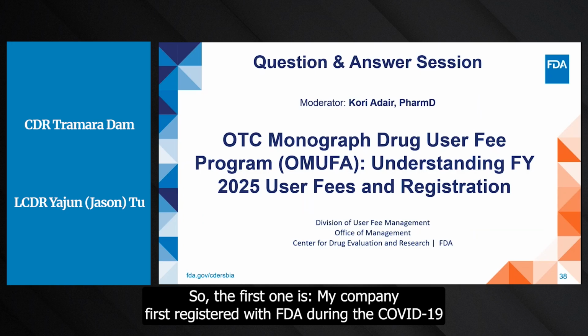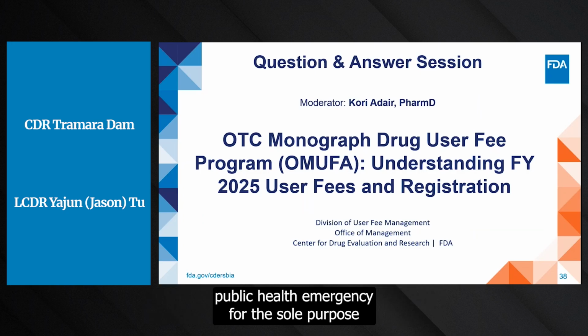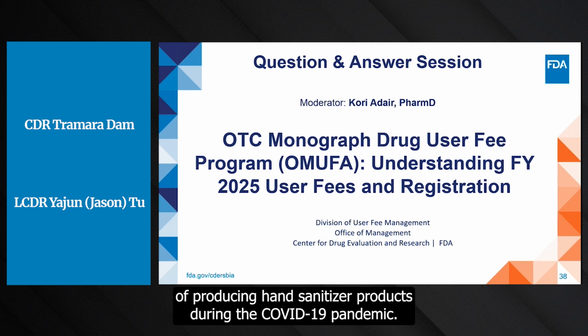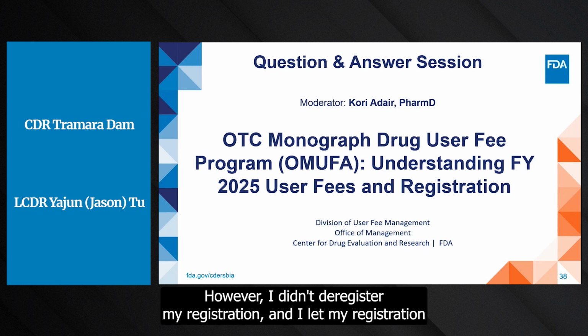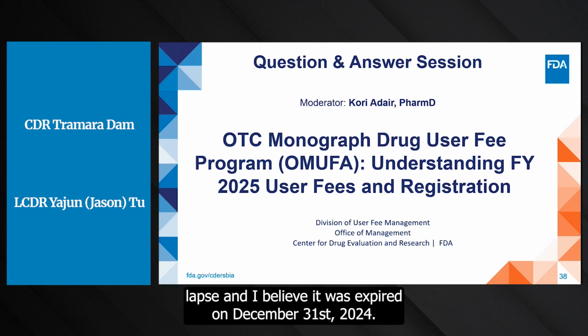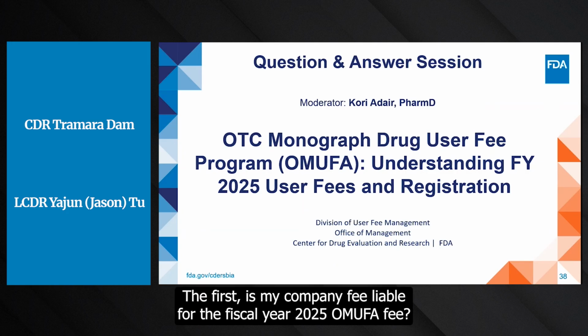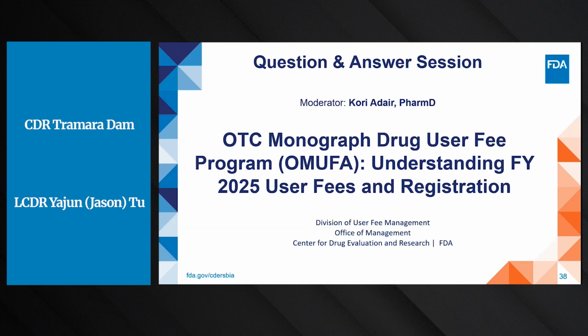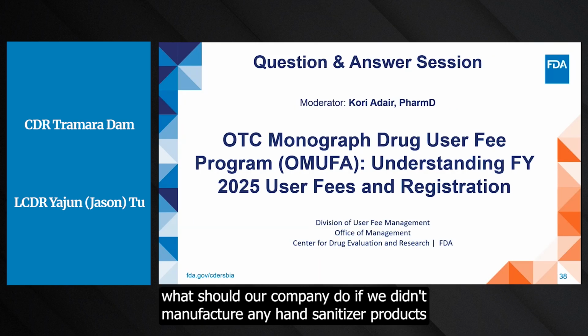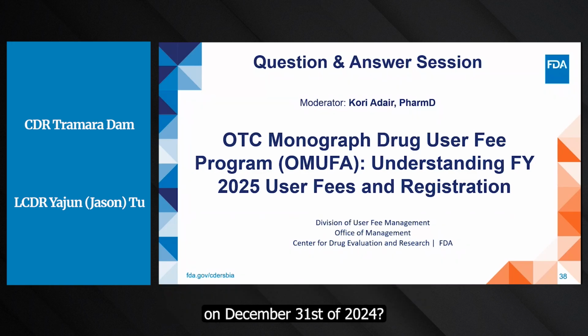The first one is, my company first registered with FDA during the COVID-19 public health emergency for the sole purpose of producing hand sanitizer products during the COVID-19 pandemic. However, I didn't deregister my registration and I let my registration lapse, and I believe it expired on December 31st, 2024. I have 2 questions. The first, is my company fee liable for the fiscal year 2025 OMUFA fee? And number 2, what should our company do if we didn't manufacture any hand sanitizer products on December 31st of 2024?